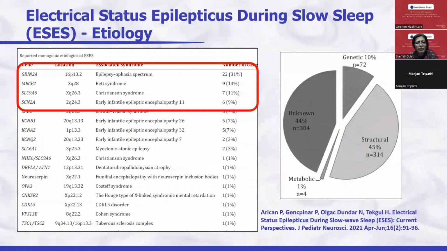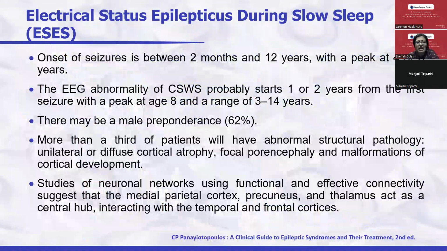And you can have a lot of etiologies to it. There is a lot of genetic etiology as well correlated with it. And the onset of seizures comes between 2 months to 12 years, with a peak around 4 to 5 years.